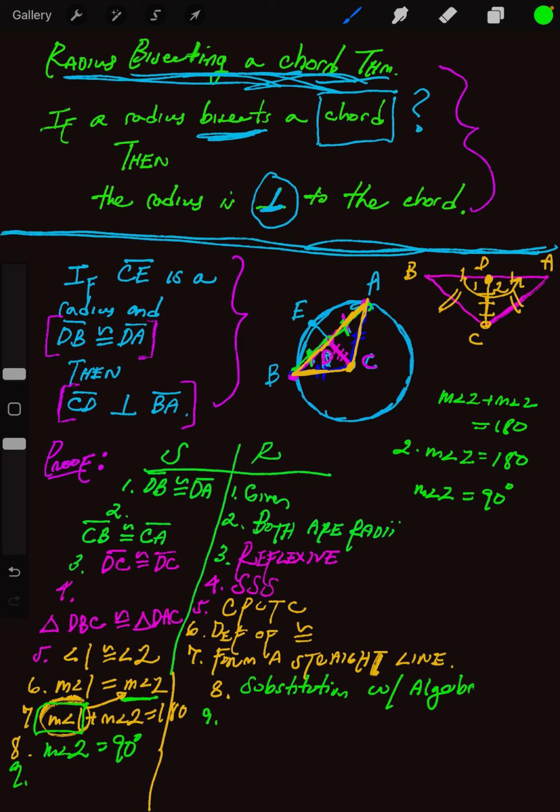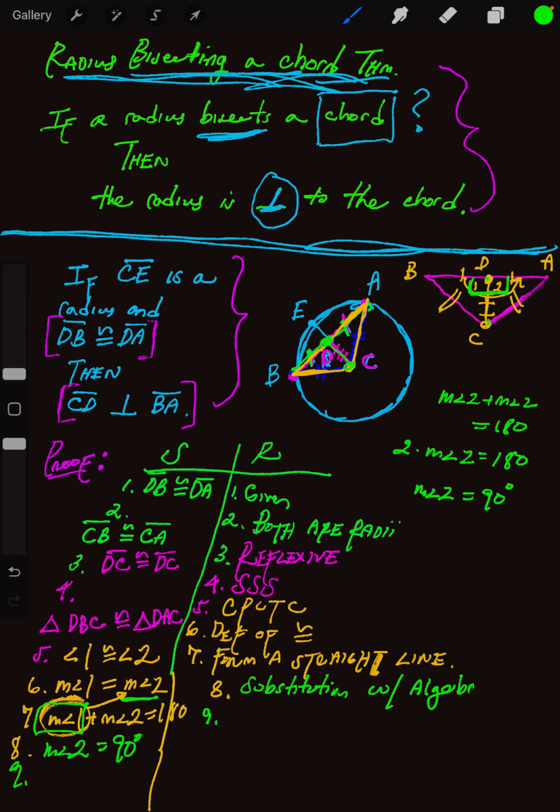Now, I have that measure of angle 2 is 90 degrees. That's this one right here. And I know that it's the same as measure of angle 1. So CD, this line, and this line formed a 90-degree angle. That means that these two lines are perpendicular. And I'm just going to write that. You just fill it in at the end. You just write CD is perpendicular.